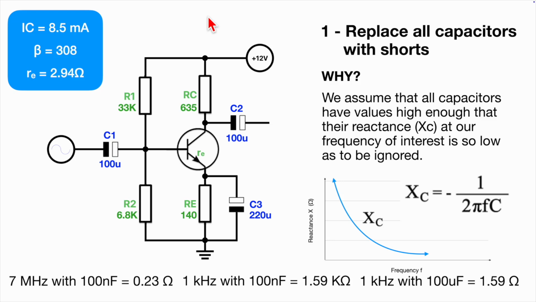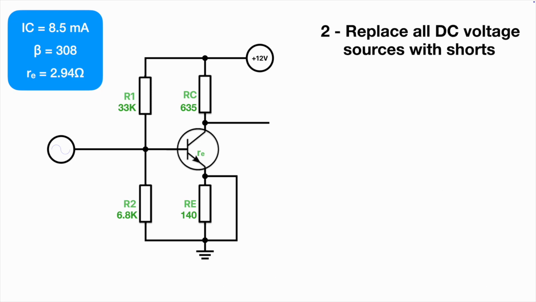We're going to assume that the reactance is so low that we don't need to worry about it. So let's do that. We take them out and we replace them with the wire. Okay, so that's got rid of the capacitors. We don't need to worry about that.